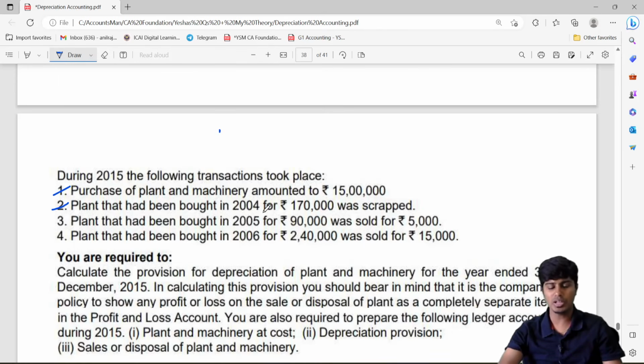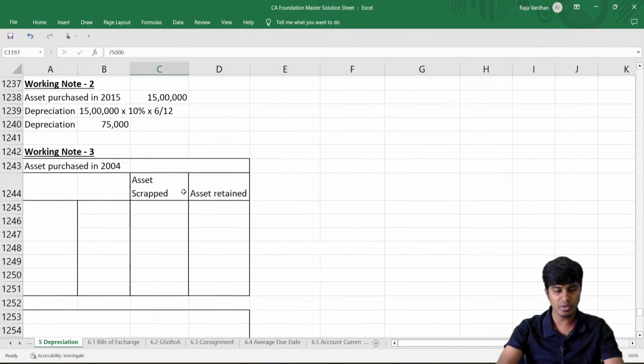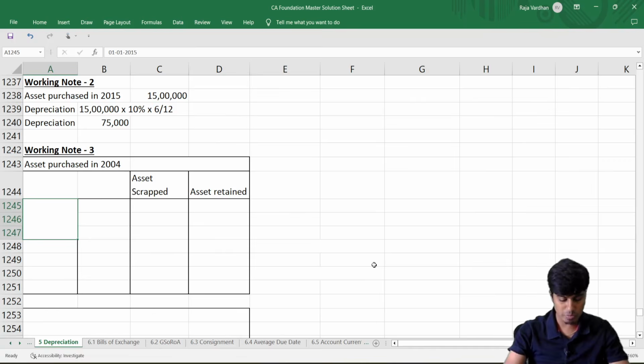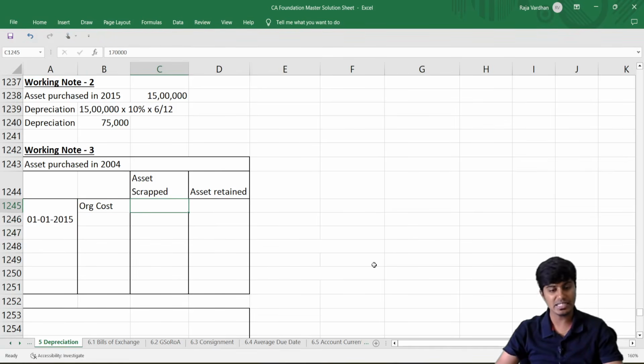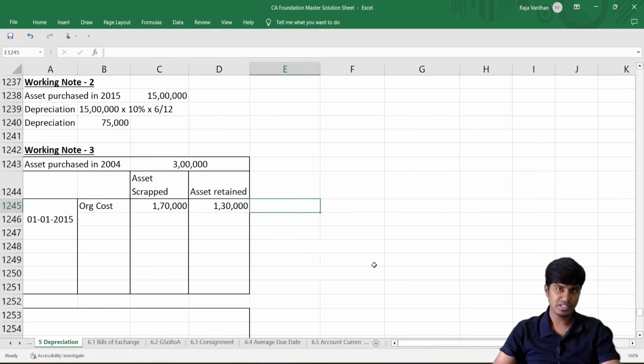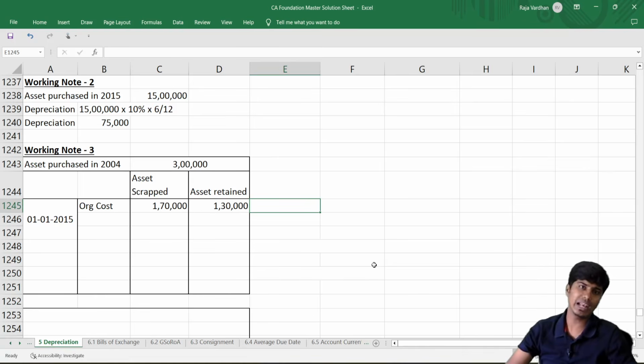Plant and machinery bought in 2004 for 1,70,000 has been scrapped. Let us go ahead and do a working note. For the asset purchased on 1st of January 2004, the original cost is 3 lakh in total. In that, the asset scrapped is 1,70,000. So the asset retained will be 1,30,000. How do we get that? 3 lakh minus 1,70,000. The part of the asset that is retained is 1,30,000.